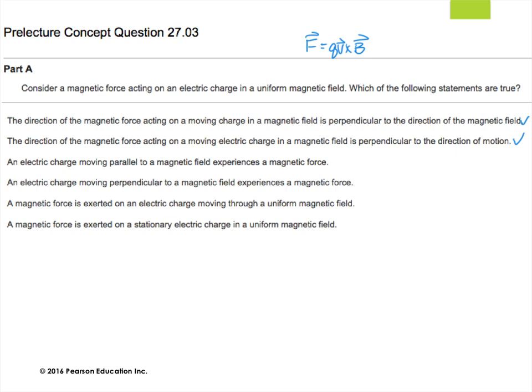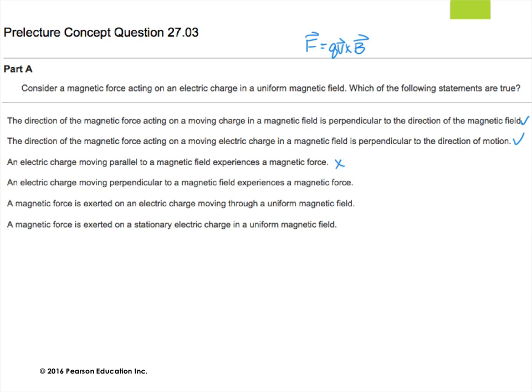Those two vectors create a force vector when we cross them that, by the nature of the characteristics of a cross product, is perpendicular to both of those. And so that's what both of those statements are talking about: that the force would be perpendicular to the field for the first statement, and the force is perpendicular to the motion for the second statement. The third statement is not true.